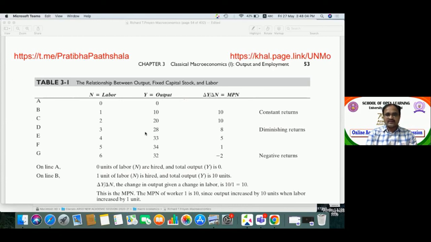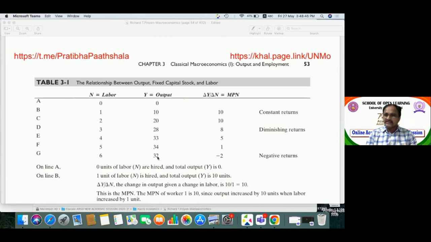Two columns. And if you hire the third unit of labor, what is the output? The output increases to 28. And with the fourth labor, the output increases to 33. And with the fifth labor, the output increases to 34. Up to the fifth labor, the output is on an increasing trend: 0, 10, 20, 28, 33, 34. Beyond that, if you hire one more unit of labor input, the output will decline.